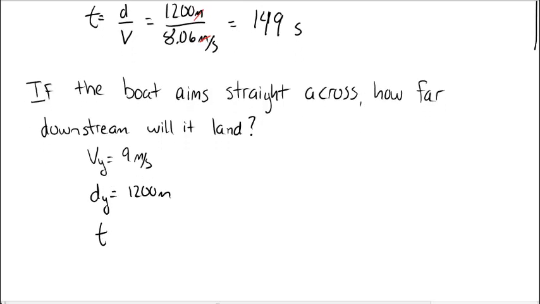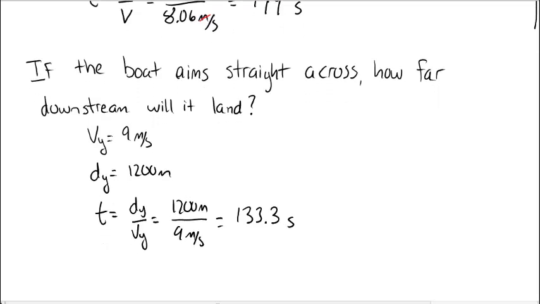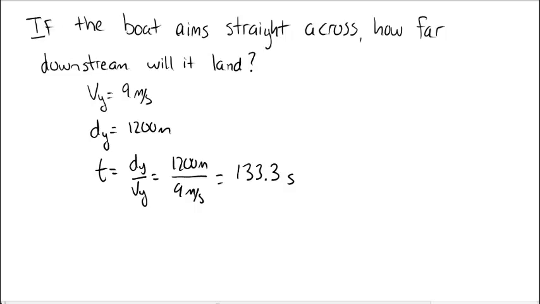So to find the time it takes to go across, we'll take our vertical distance divided by vertical speed, and we'll say 1,200 meters divided by 9 meters per second. So the time it takes to cross the river is 133.3 seconds.